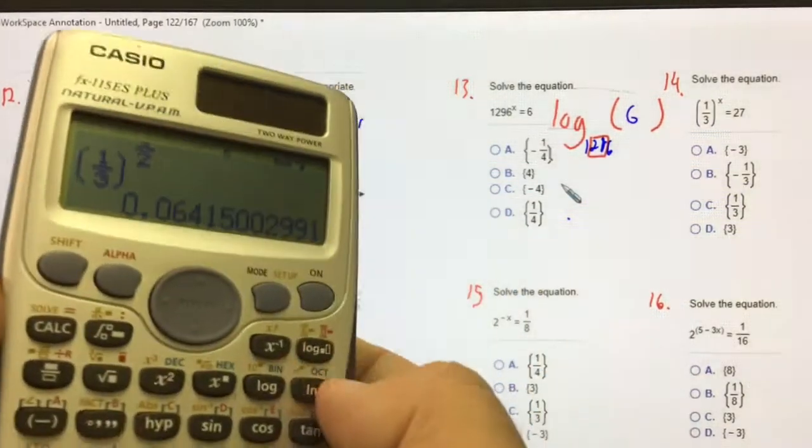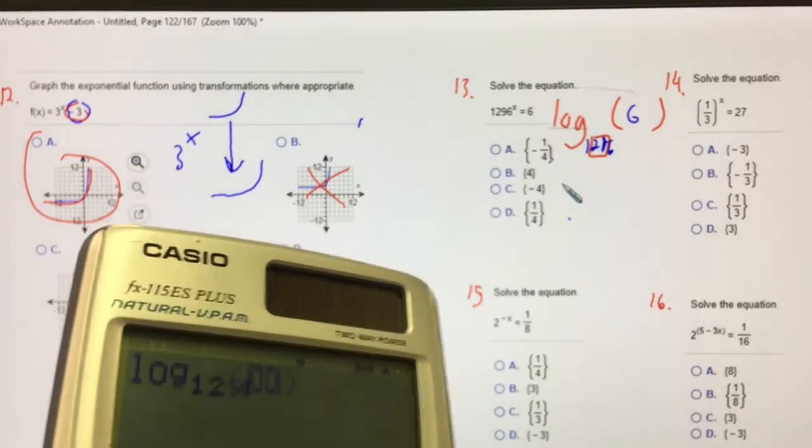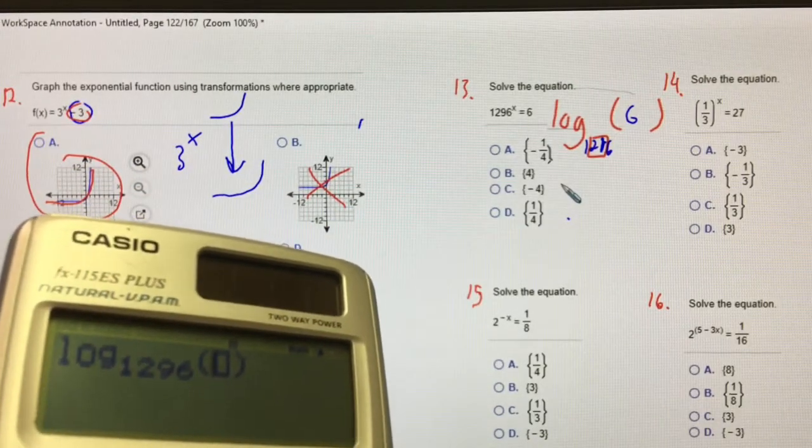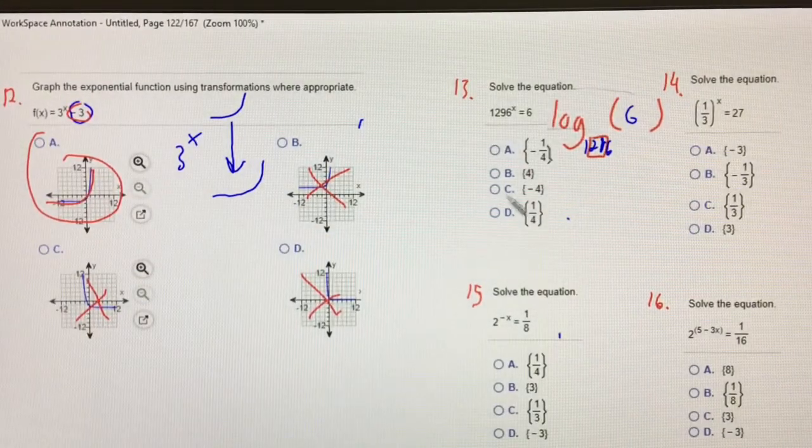And real quick, the button that I use is this one right underneath the 1 button, and then I just type in the 1296 like it looks. 1296 in that spot. Right arrow, bring me up into the big box, put a 6. I'm going to get some weird fraction probably, and I get 1/4. So that would be choice D.